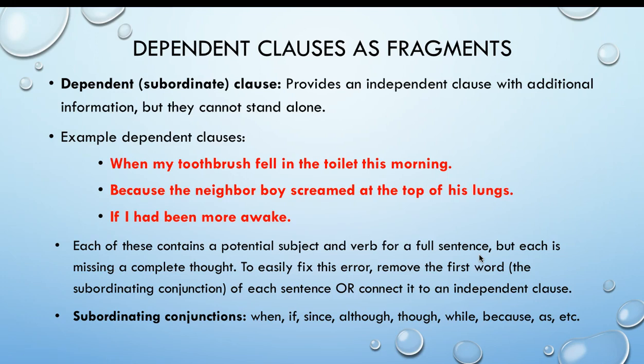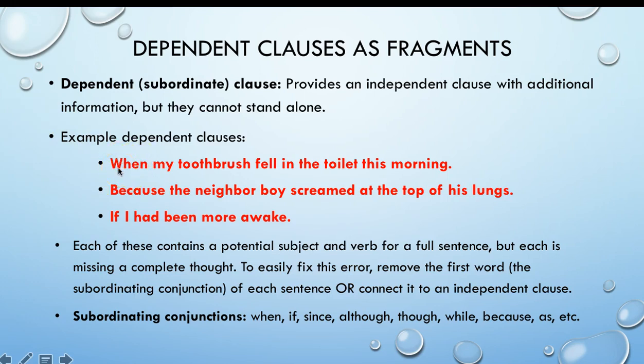Again, we just talked about the dependent clauses, but they can look very convincing. This is where I most often see people accidentally using fragments, because they often have a potential subject and a potential verb for the sentence and a potential complete thought, but they have a subordinating conjunction that makes it an incomplete thought. So when my toothbrush fell into the toilet this morning has the potential to be a sentence if we just got rid of the word when.